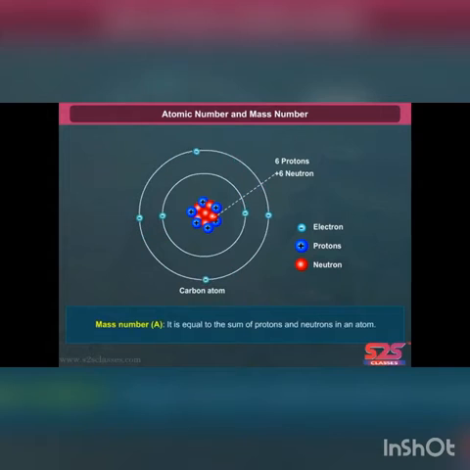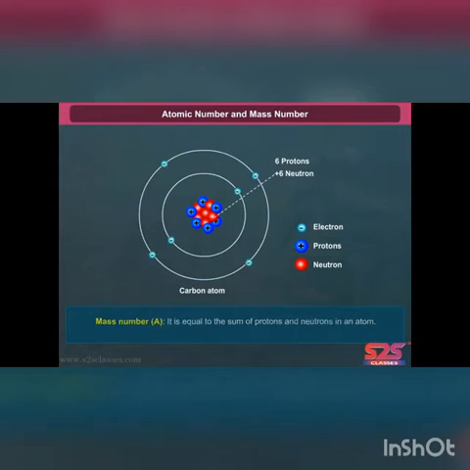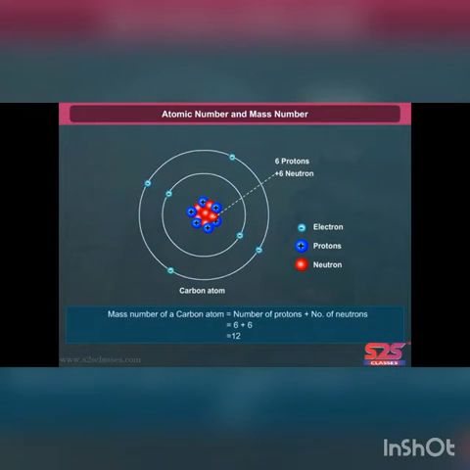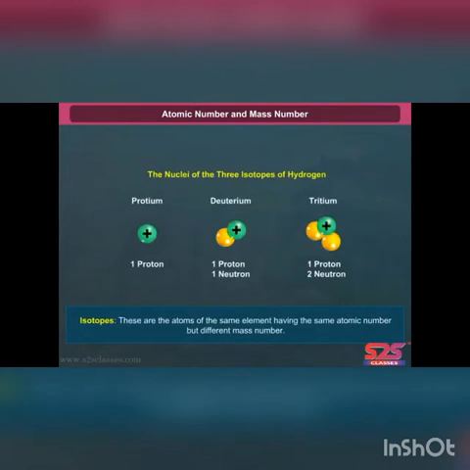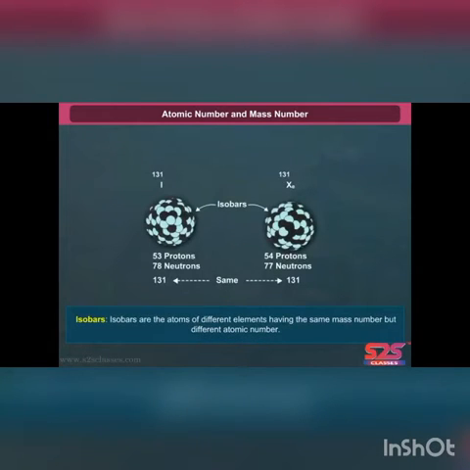The sum of the number of protons and the number of neutrons in an atom determines its mass number. For example, a carbon atom having 6 protons and 6 neutrons has a mass number of 12. The atoms of the same element having the same atomic number but different mass number are called isotopes. For example, protium, deuterium and tritium are the isotopes of hydrogen. The atoms of different elements having the same mass number but different atomic number are called isobars. For example, the given atoms of iodine and xenon are isobars.